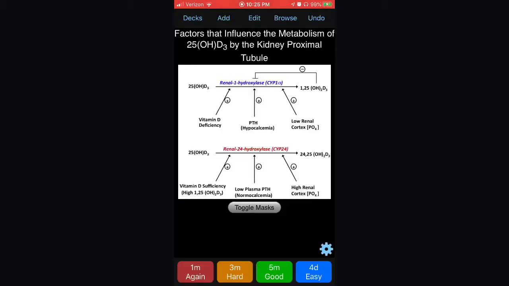And then we have an inactive form, I think, which can be caused by vitamin D deficiency. The lower one. So the secondary pathway. Low plasma parathyroid hormone. All right. High renal cortex. All right.